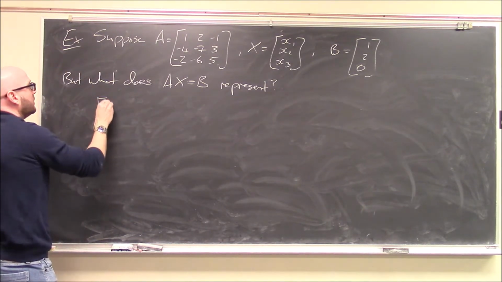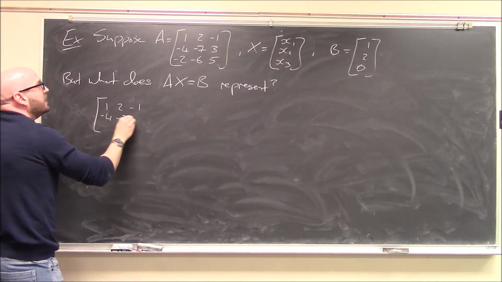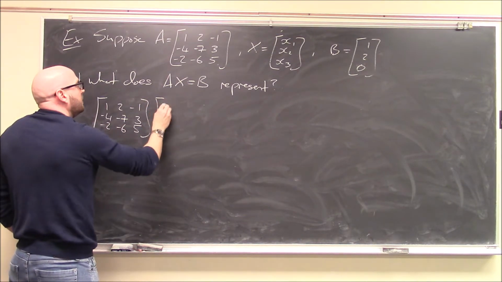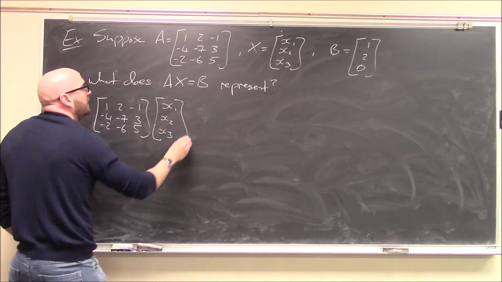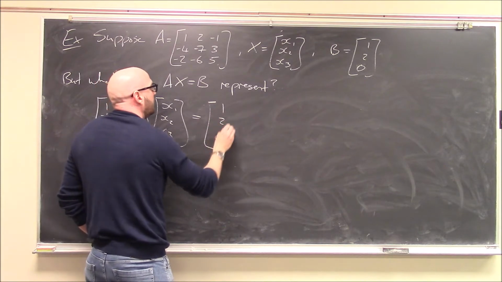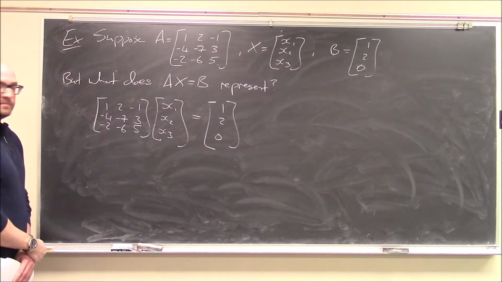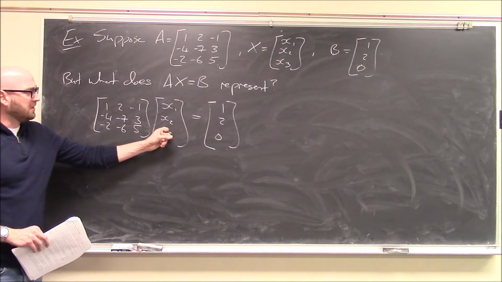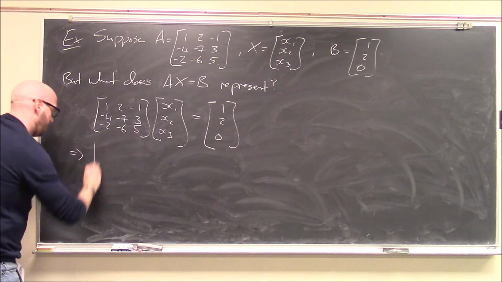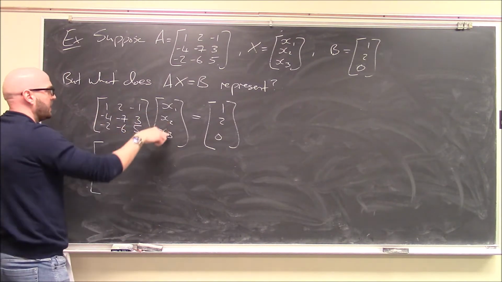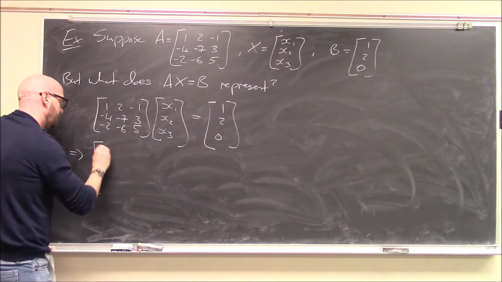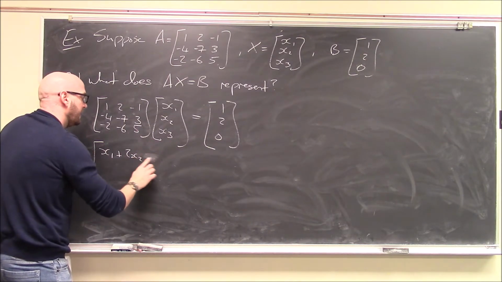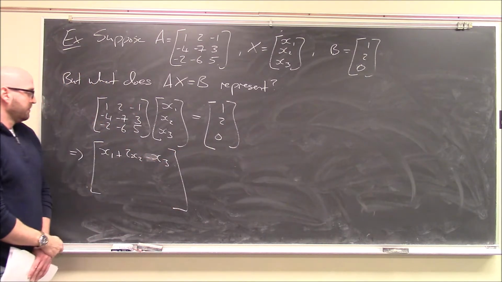We've got 1, 2, minus 1, minus 4, minus 7, 3, minus 2, minus 6, 5, then x1, x2, x3, equals B, 1, 2, 0. Okay, well, what if I carry out the multiplication over here on the left-hand side? Let's multiply these together. So row 1 by column 1 is going to be 1 times x1, plus 2 times x2, plus minus 1 times x3, so minus x3.